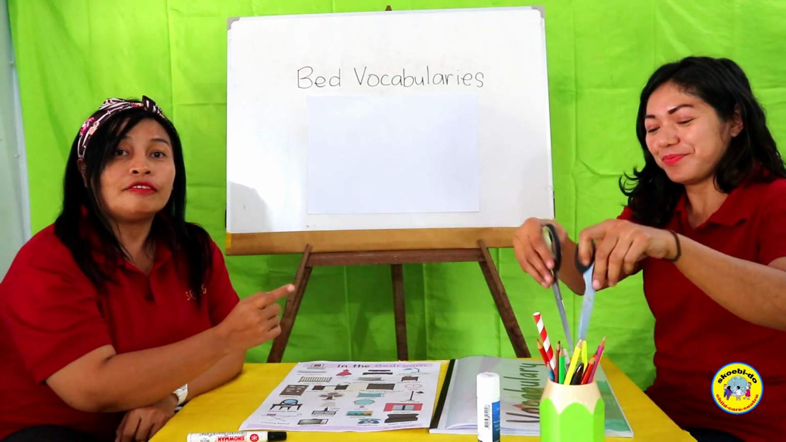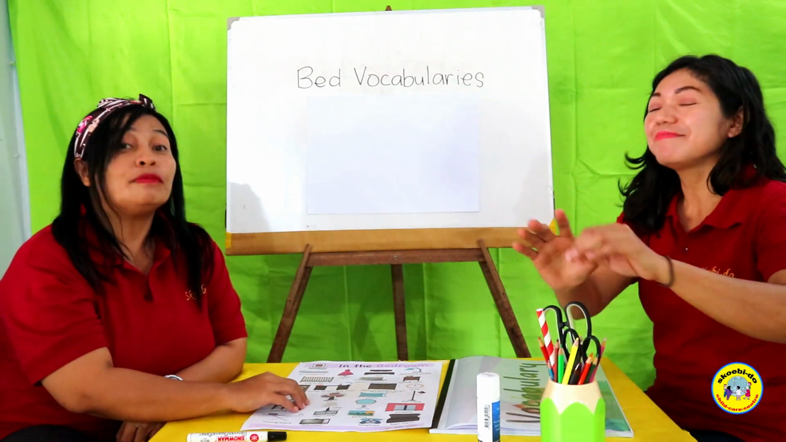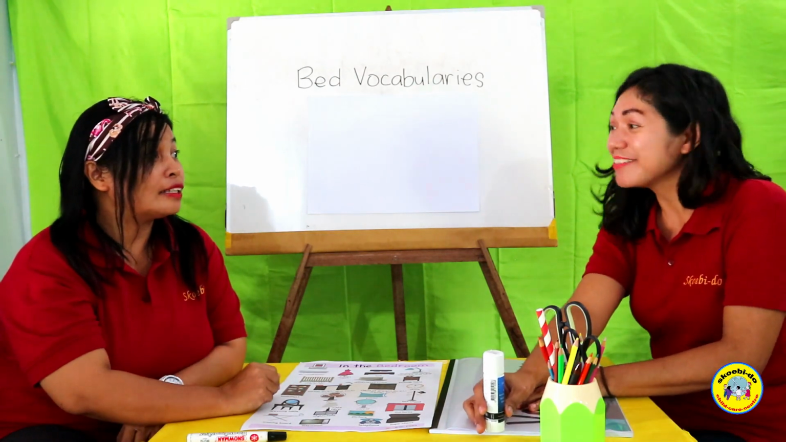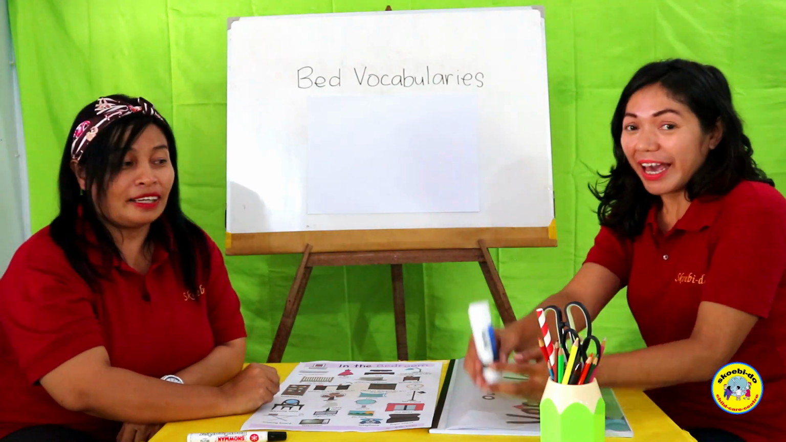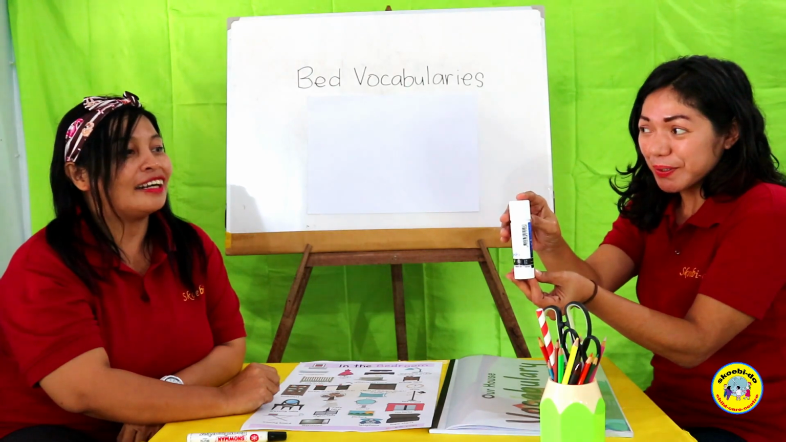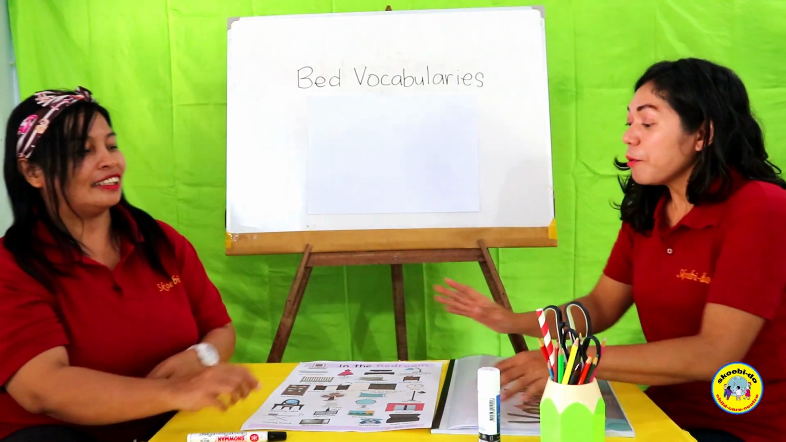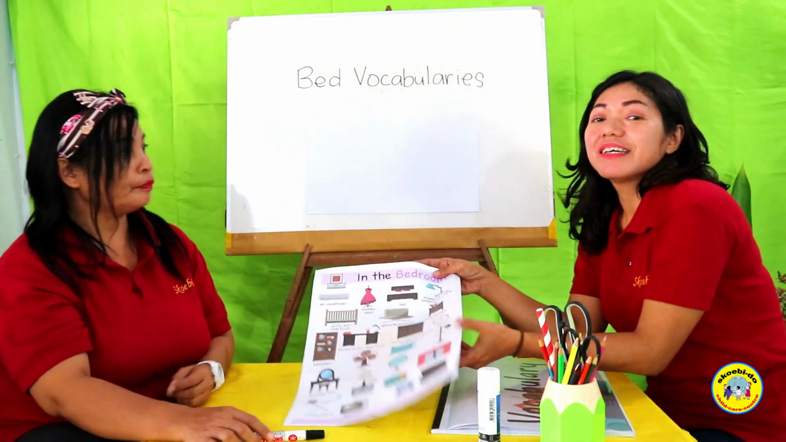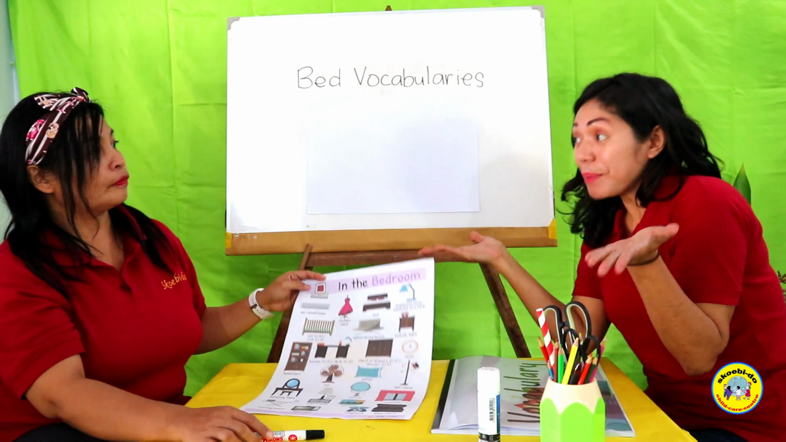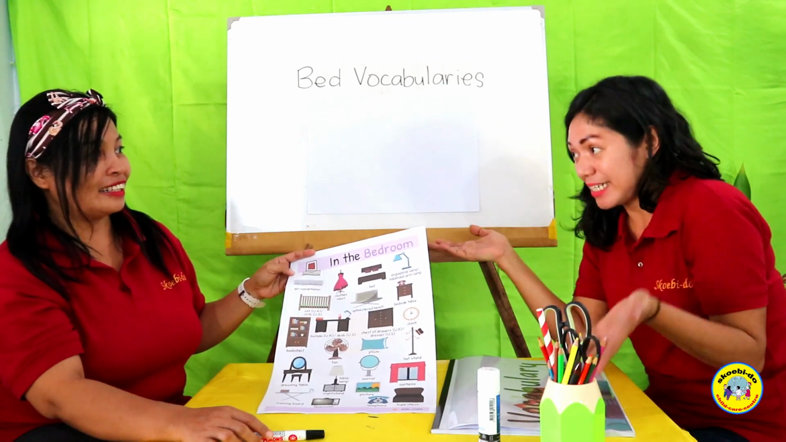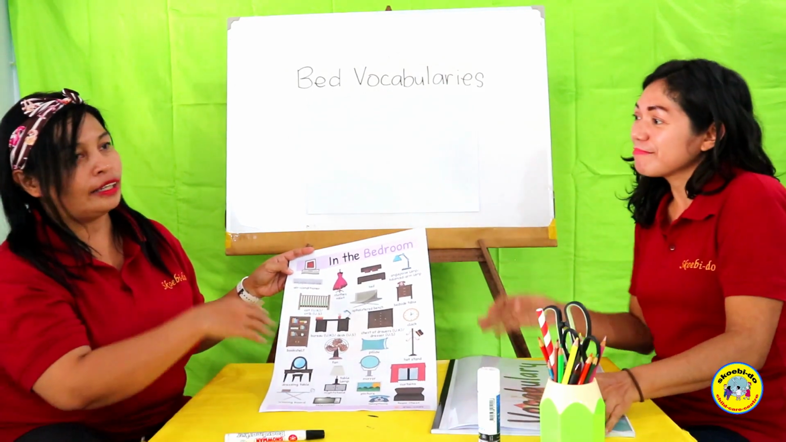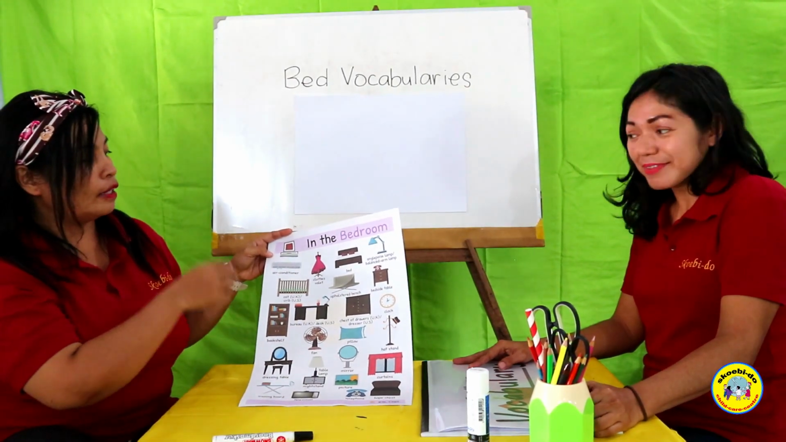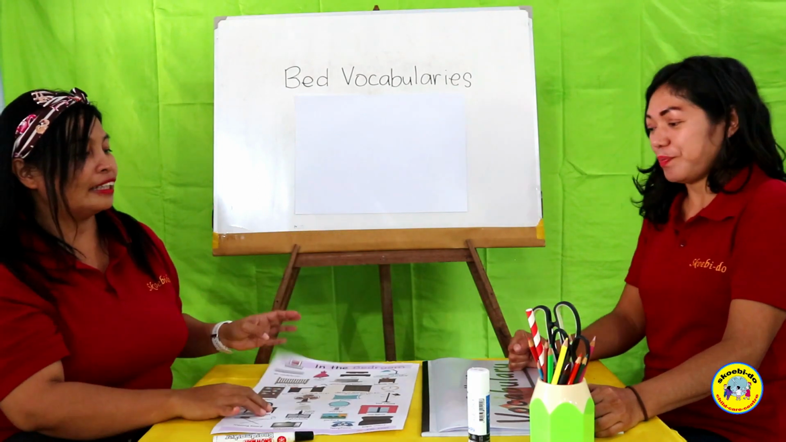And we need scissors. If you use the scissors, please be careful because it's dangerous, so you may ask your parents to help. We can find the pictures in an old newspaper or magazine, right? You may try anything else. You can try to find pictures of our bedroom. Alright, let's start, Miss.